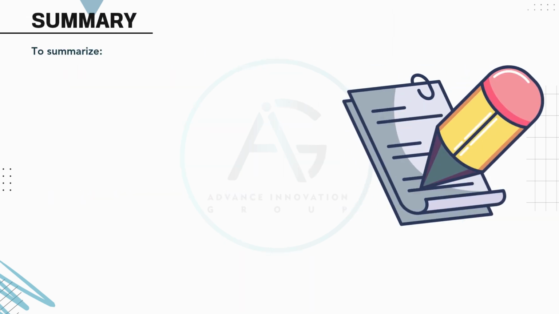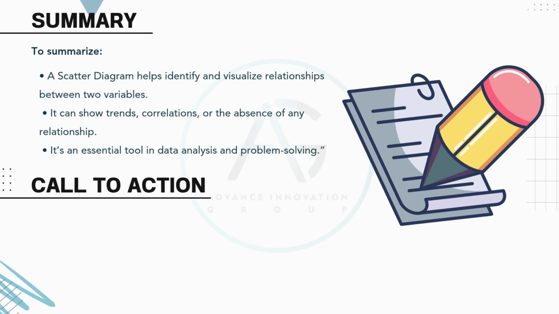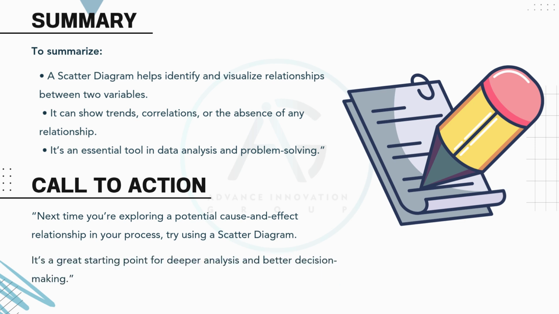Summary. A scatter diagram helps identify and visualize relationships between two variables. It can show trends, correlations, or the absence of any relationship. It's an essential tool in data analysis and problem solving. Call to action: next time you're exploring a potential cause and effect relationship in your process, try using a scatter diagram. It's a great starting point for deeper analysis and better decision-making.